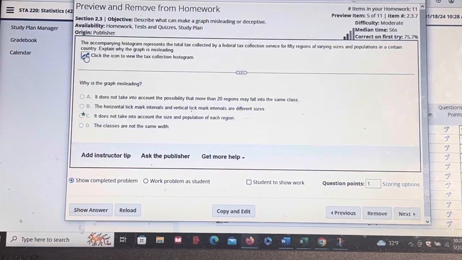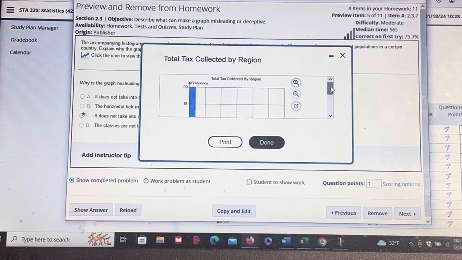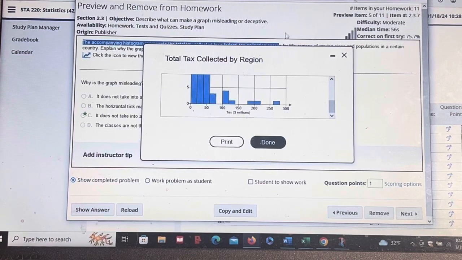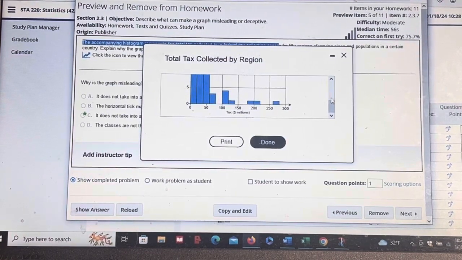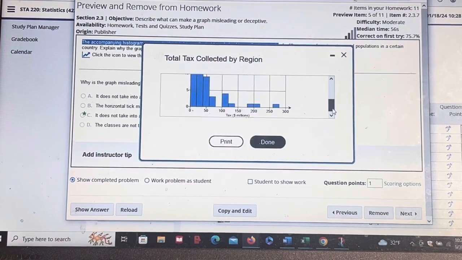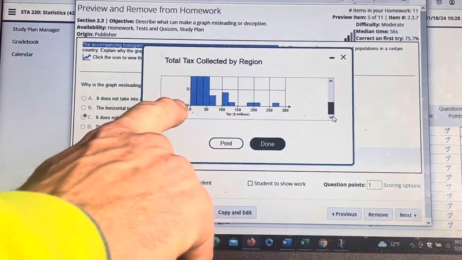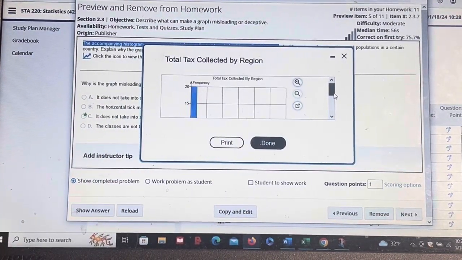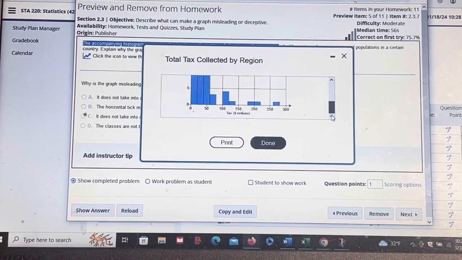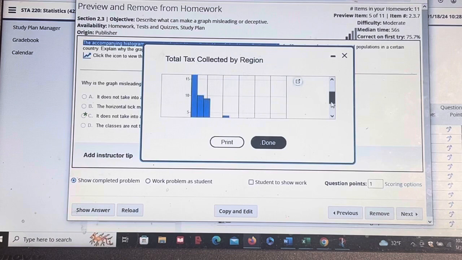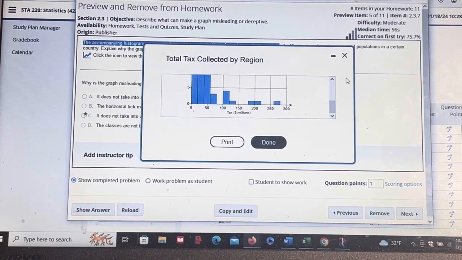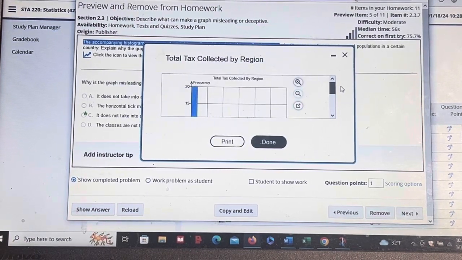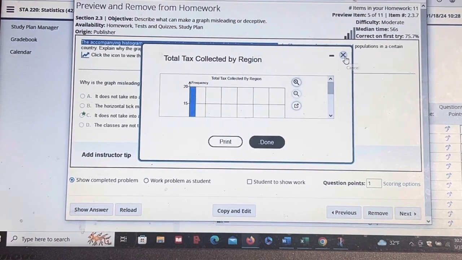Okay, this one, we've got to click on this, and here we go. I wish I could make this bigger. I don't think I can. So I just have to look at this. All right, we've got tax in millions. So we've got 0 to 50 to 100, 150, 200. And gosh, the first ones, like 0 to 50, are really tall and all the other ones are not. So that's total tax collected by region. Total tax collected by region.